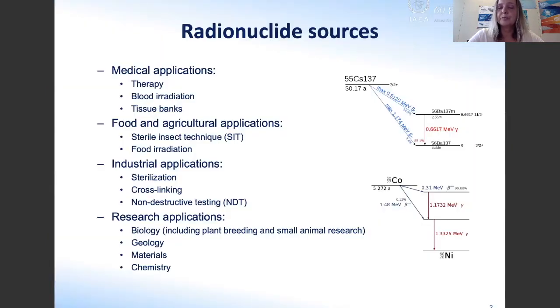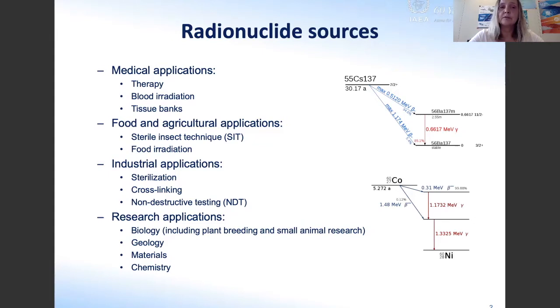I'm going to talk primarily about different ways to replace cesium-137 and cobalt-60, which are the two most commonly used radioisotopes in different applications. These particular isotopes, due to their relatively long half-life years, are used very, very broadly.